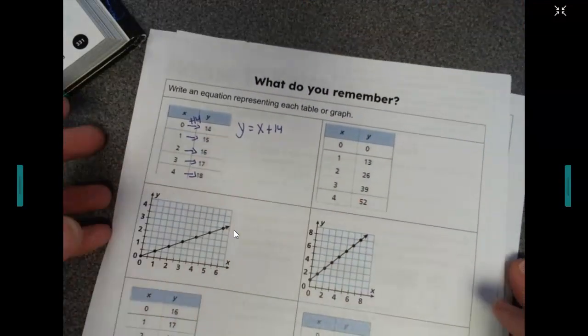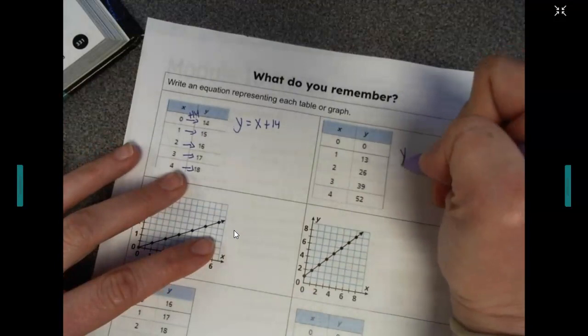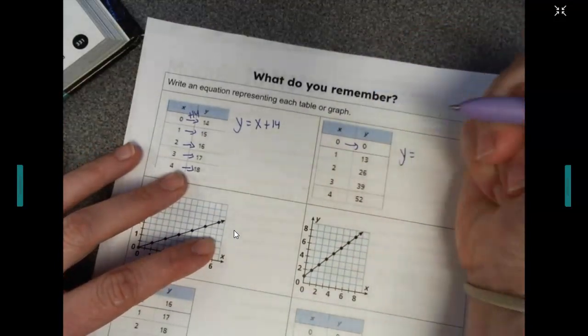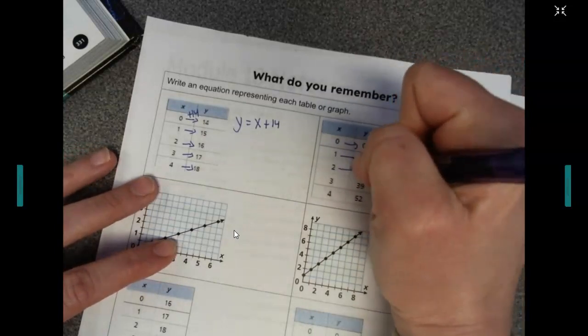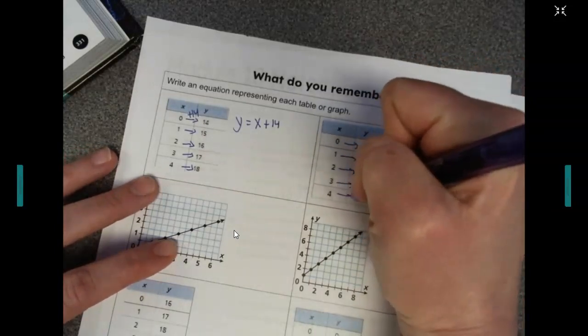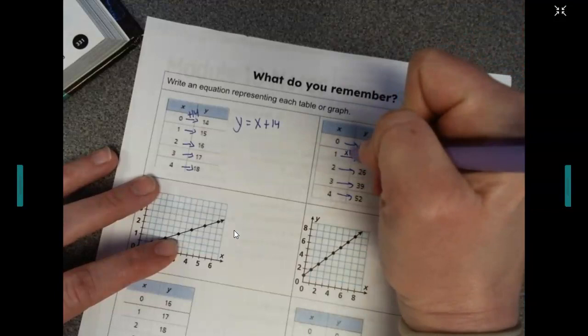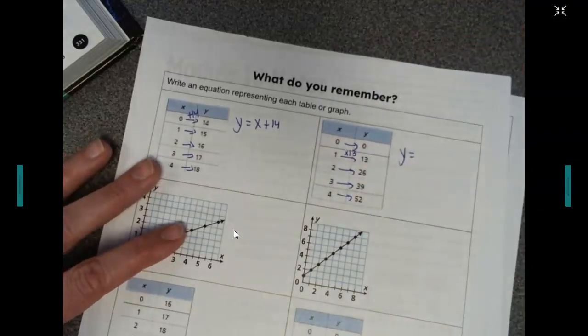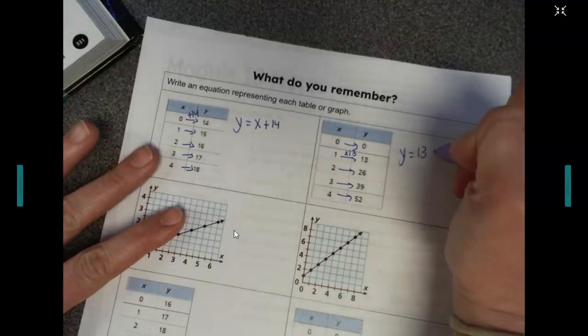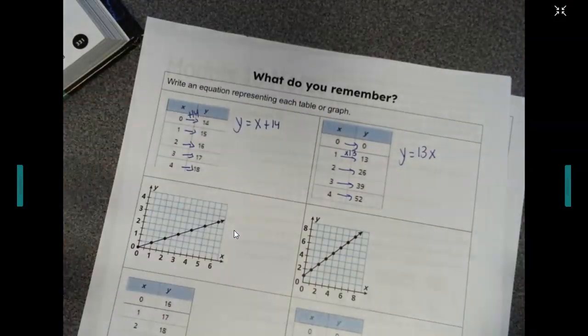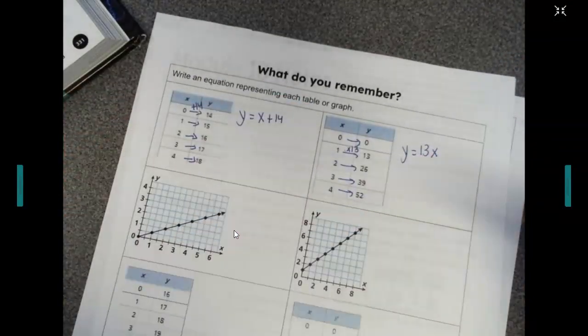In this table, start with y equals. To get from 0 to 0, don't really know what to do in that instance. But from 1 to 13, 2 to 26, 3 to 39, and 4 to 52, it means I'm going to multiply by 13, because 1 times 13 is 13. 2 times 13 is 26. So I'm going to take 13 and I'm multiplying it by x, because whatever number is here, I can plug it in for x and multiply it by 13.